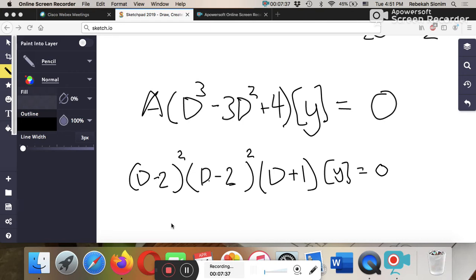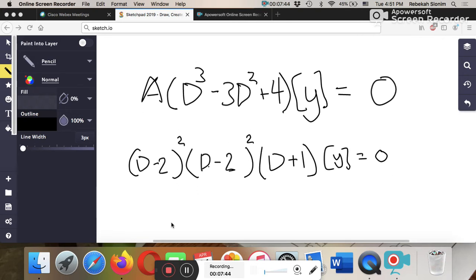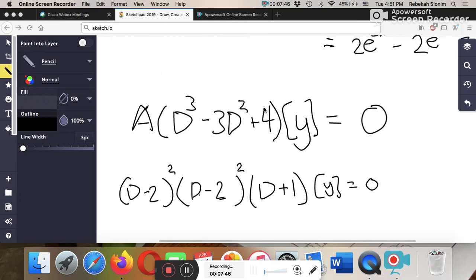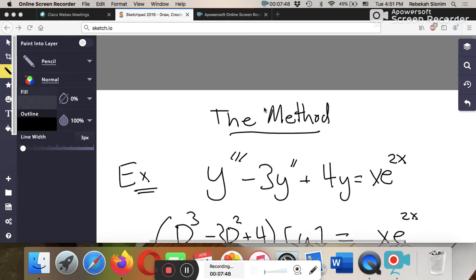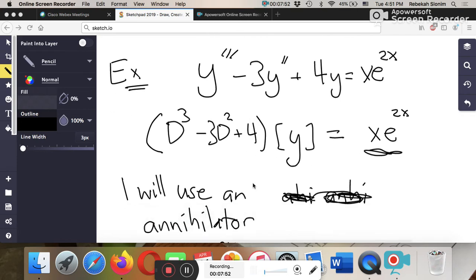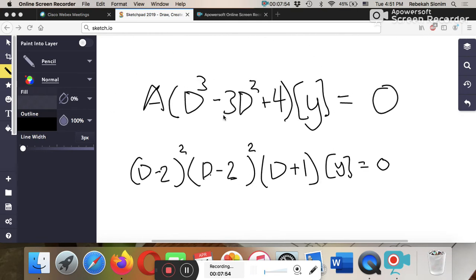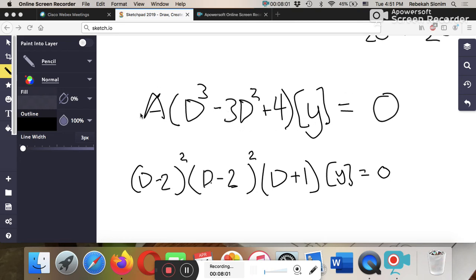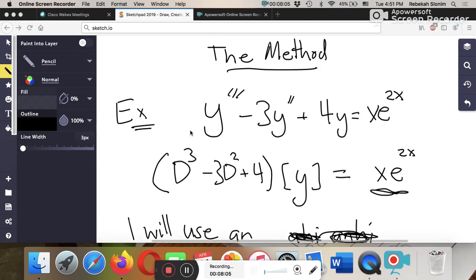So let's think a little bit about why that's useful. Well, what we've said is that if y solves this equation, then y is also going to solve this equation. Now, the opposite is not necessarily true. It's not going to be true that every y that solves this homogeneous equation will also solve this equation. I mean, take 0, for example.